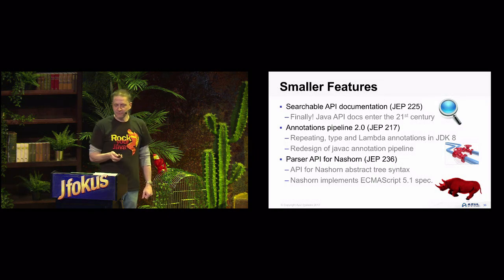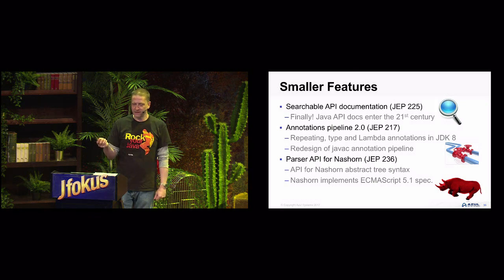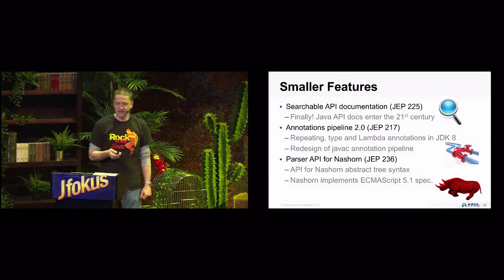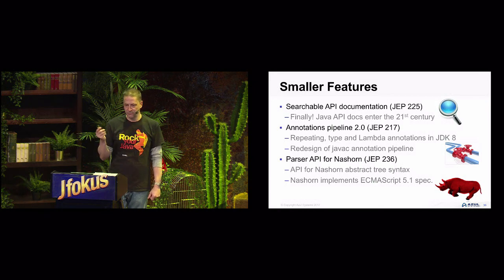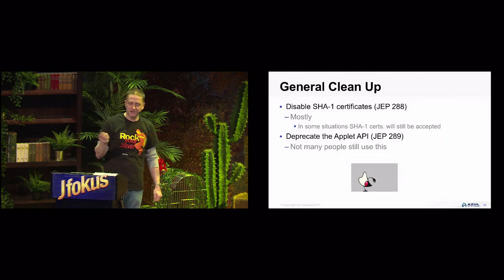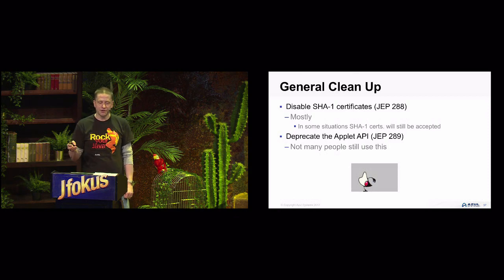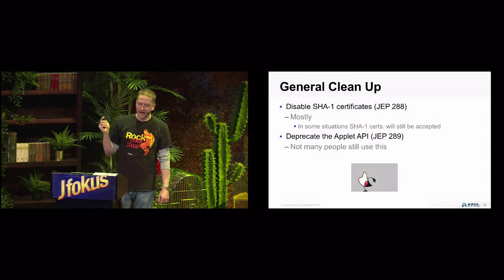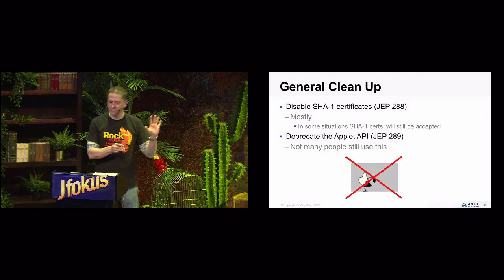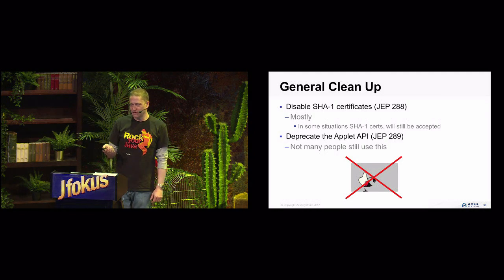Annotations pipeline has been updated. This is just to deal with some repeating annotations, Lambda annotations, and so on. And the parser API for Nashorn has been updated in various ways, and there's also support for the ECMAScript 5.1 specification. General cleanup, SHA1 certificates are mostly going away. There's a few situations where they still need to be used, but the idea is to get rid of them eventually. The applet API has been deprecated. WebStart and so on is all deprecated as well. So Tumbling Duke will finally tumble off into the sunset.